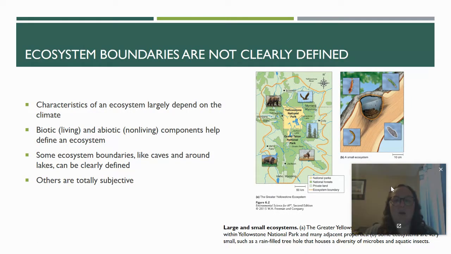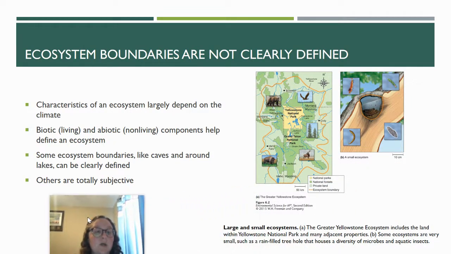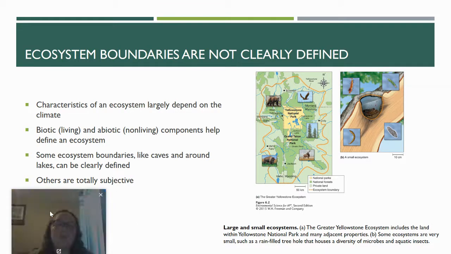First, let's talk about ecosystems. All ecosystems have their general characteristics, but one of the things is that their boundaries are not clearly defined. So we can't say, within this square mile is where this ecosystem is. It doesn't really work like that unless we're talking about a cave or something. The biotic and abiotic components are what define an ecosystem. So what living and non-living things are found there.